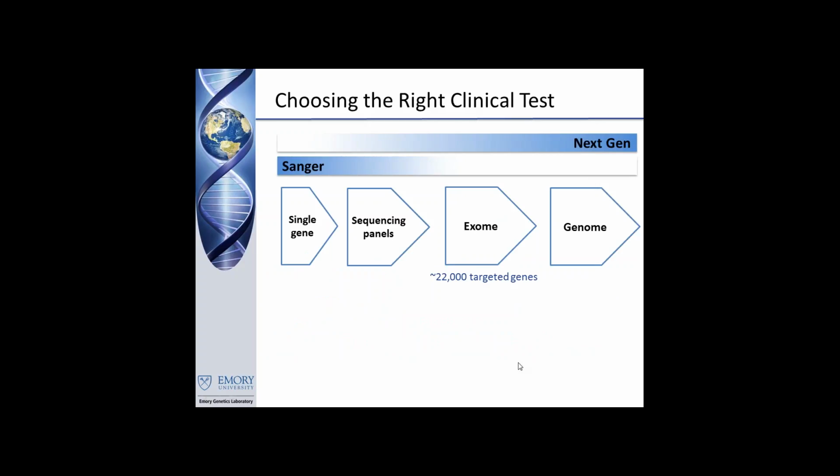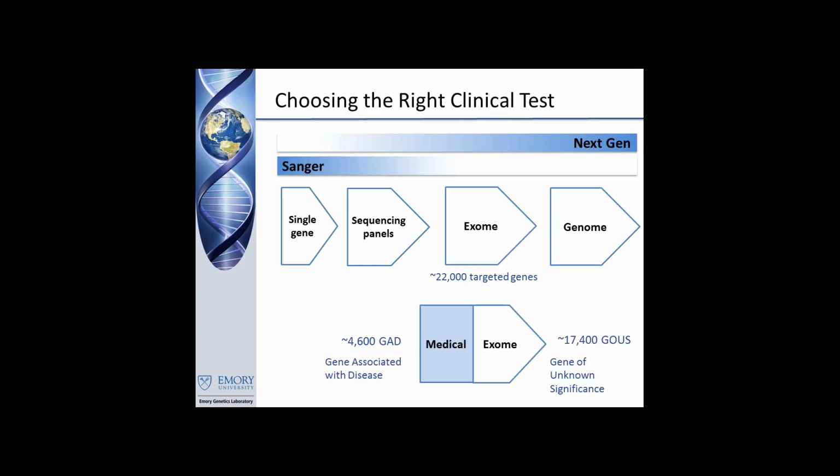So let's think about exome sequencing. In many cases, common causes have been ruled out, and it's time to go on to exome sequencing. An exome is going to have targeted sequencing for about 22,000 genes. And that is a lot of genes, a lot of sequence, and a lot of analysis to do. But something very important to keep in mind is that there were previously about 4,600 genes associated with disease, or GADs. This number is growing all the time. It's now over 5,000. So these are genes that have been associated with a medical condition, and variants in these genes can be attributed to causing a genetic disorder.